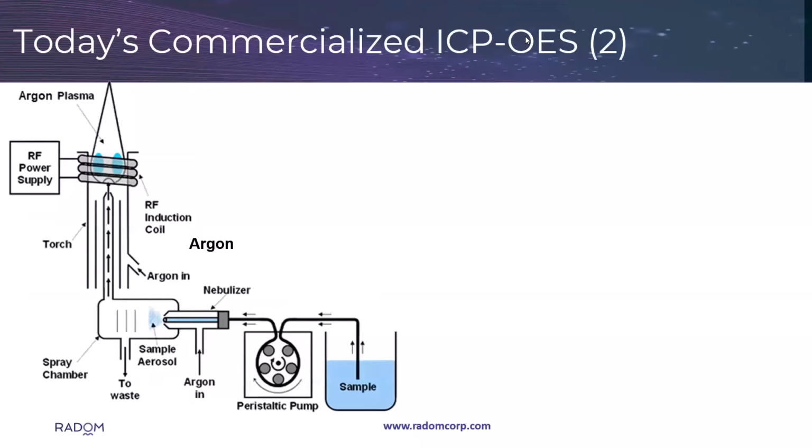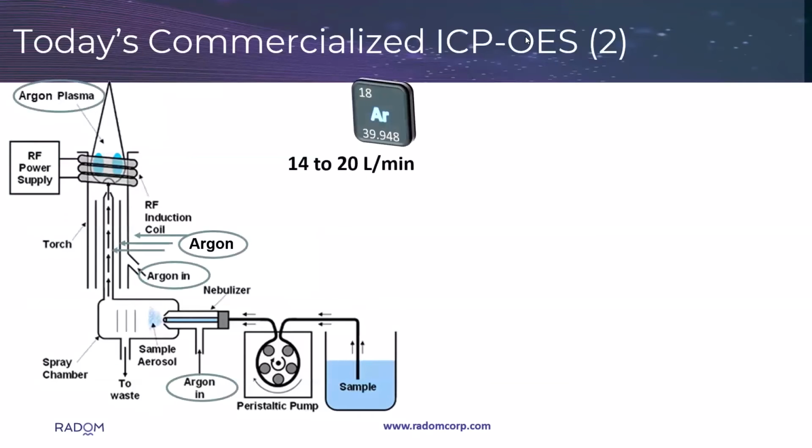First, let's talk about the plasma source. In the plasma source, we can see that argon is present from the time the sample is pumped into the nebulizer, carried through the torch, and injected into an argon plasma. Throughout this process, there are various flow rates of argon. If we did a summation, we would see it's about 14 to 20 liters a minute of argon, which is quite a bit.